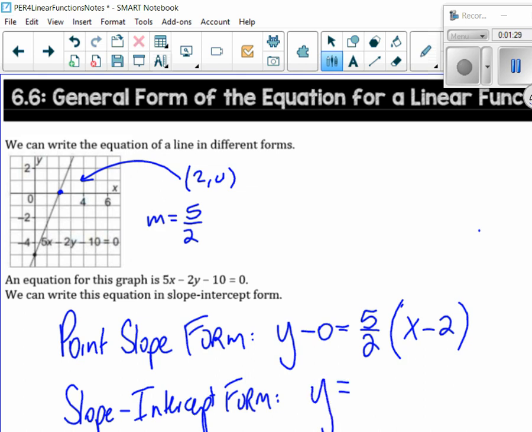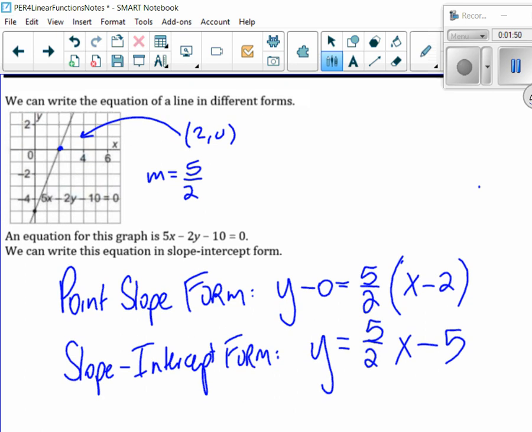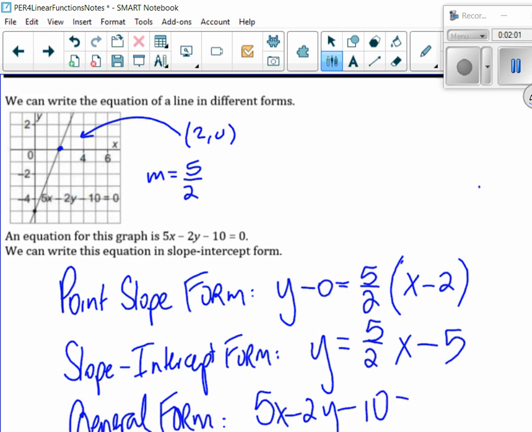y equals 5 over 2 x minus 5. Everybody good? So now we're actually going to do the general form. And so they're actually giving you the general form. So general form, and I'll show you how we can get this. General form is 5x minus 2y minus 10 equals 0.